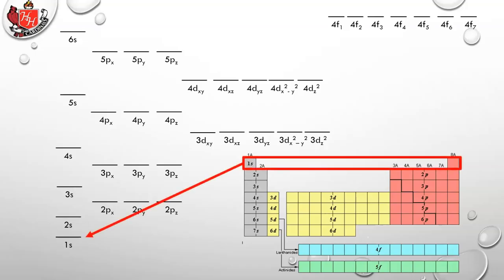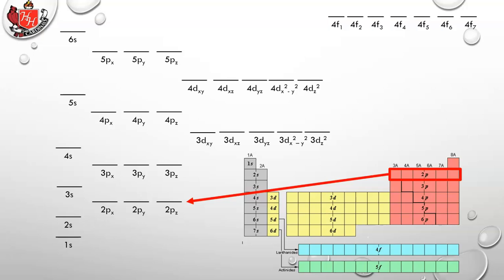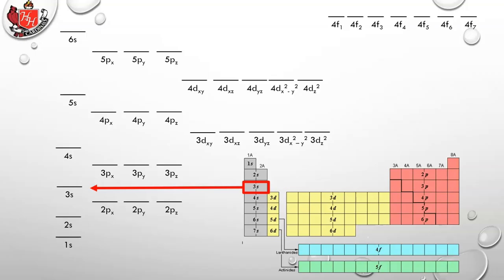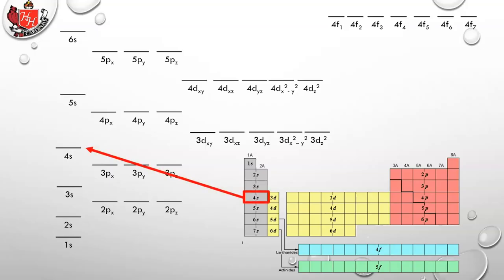And so the first one, the 1s, is the first row. That's hydrogen and helium. The second is the 2s, and that includes lithium and beryllium. Then we go over to the 2p, and that's boron through neon. And you notice it's broken into three sections. So those separate parts there, px, py, pz, we're going to refer to those as sections. Then we go to the 3s, that's sodium and magnesium. Next is 3p, 3px, 3py, 3pz. Next is 4s. We're down to potassium and calcium.